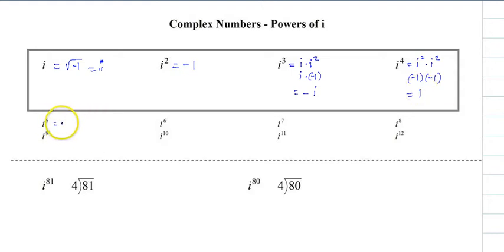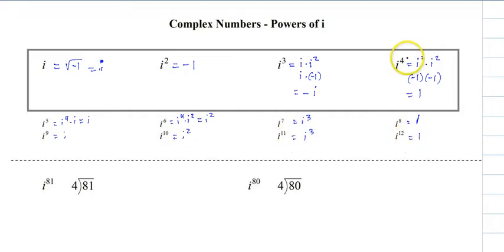So what would i to the fifth be? Well, i to the fifth is just i to the fourth times i, and i to the fourth is 1, so it's just i. And i to the sixth would be i to the fourth times i squared, and i to the fourth again is 1, so it's just i squared. And then this would be i cubed, and this would be i to the fourth again, which is 1. And then this would be i, and then i squared again, and then i cubed, and then 1.